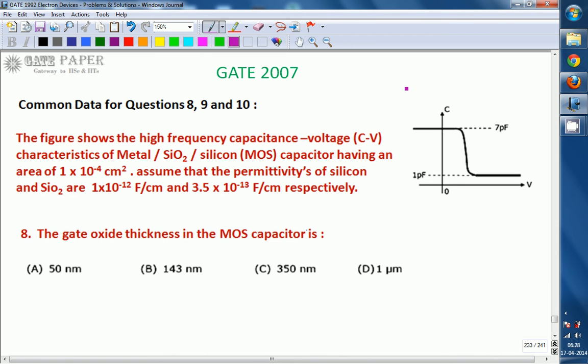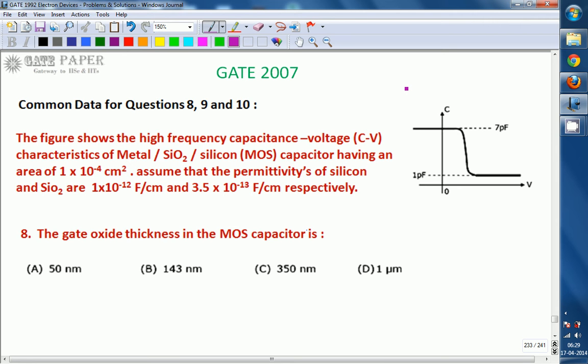Hello, we are discussing the GATE 2007 ECE paper, and this topic is related to electronics. This is a common data question for questions 8, 9, and 10. Look at the diagram. That is a high frequency capacitance voltage characteristic of a MOS capacitor.